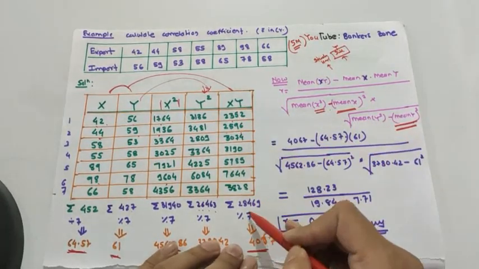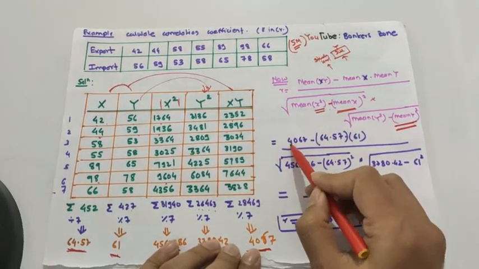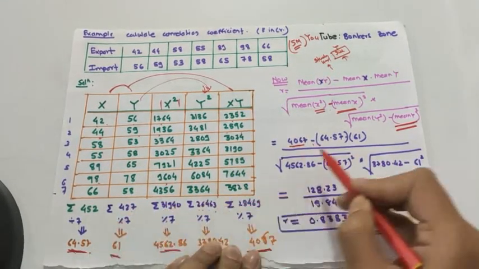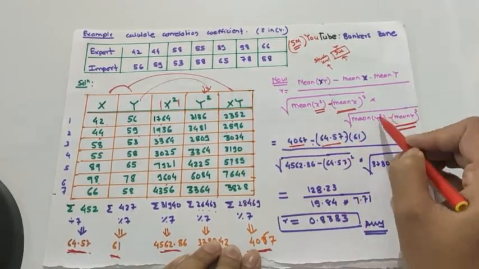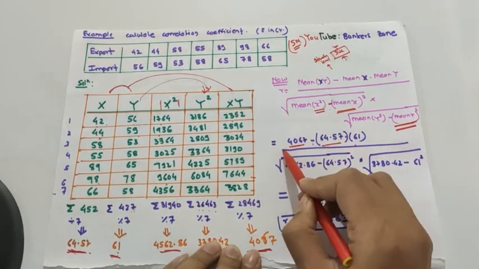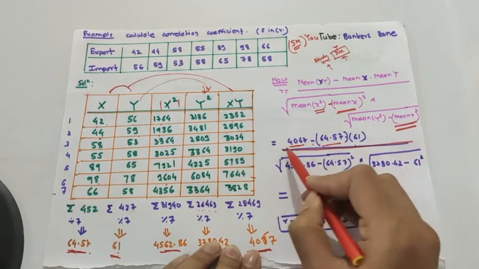So what is mean of xy? See here, xy mean we have calculated, 4067, minus mean of x we have calculated, that is 64.57. What is mean of y? Mean of y is calculated 61. So 61. Now the numerator part is done.